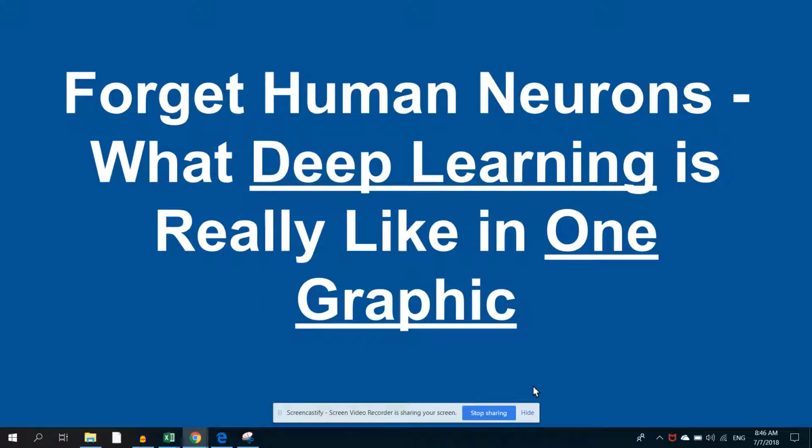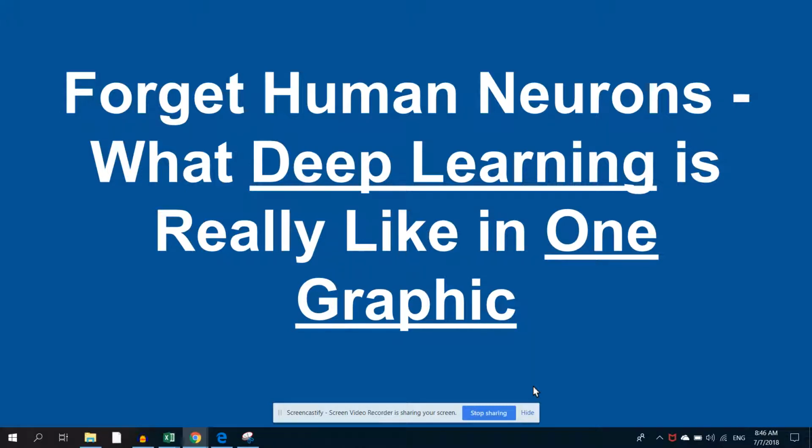So, hey there, if you've heard of deep learning, or you've heard this analogy that deep learning is like human neurons, the human brain, I think that's beyond useless. It adds mystery and mystique, but it prevents us from really understanding what's going on. So I want you to forget that, forget human neurons, and look at what deep learning is really like, or observe it, or understand it, or intuit it, from this one graphic.